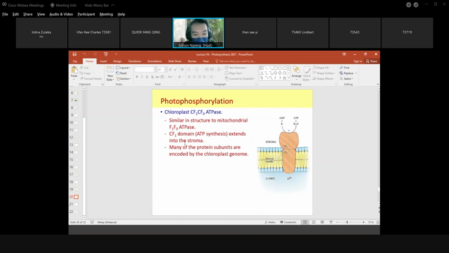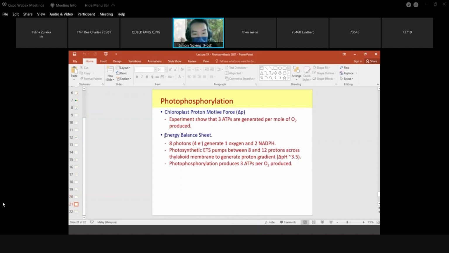So this is some of the basic structure. ATP synthase, chloroplast proton motive force. So in the process, you end up generating 3 ATP. 3 ATP is going to be generated per molecule of oxygen. You will have 3 ATP from one oxygen molecule, and in the process, you will generate 2 NADPH. So 3 ATP and 2 NADPH per molecule of oxygen.